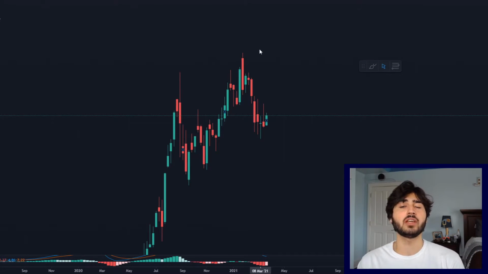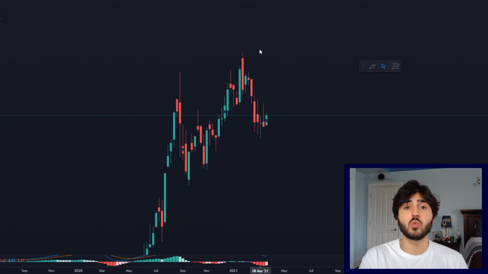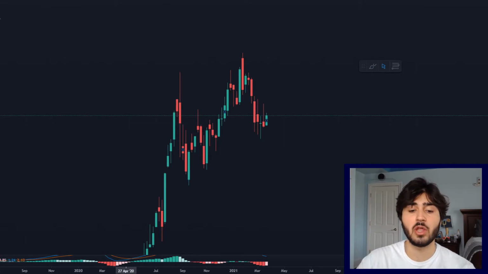So a lot of people like to use the daily time frame because that encompasses everything. You're able to gain a lot of knowledge when you're looking at the daily time frame because it is zoomed out enough for you to start spotting trends, but it is not extremely zoomed out. So let me show you guys the hourly time frame.